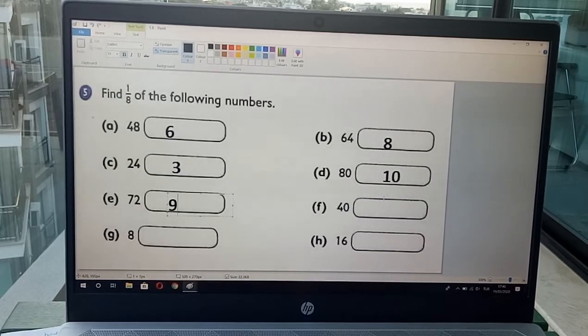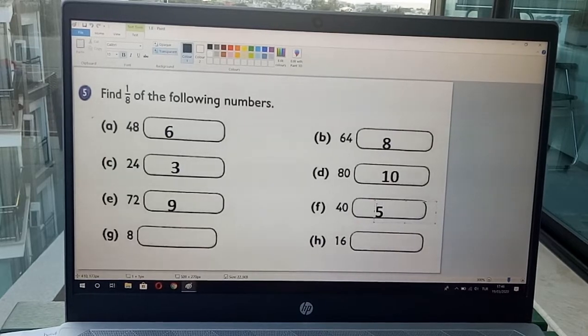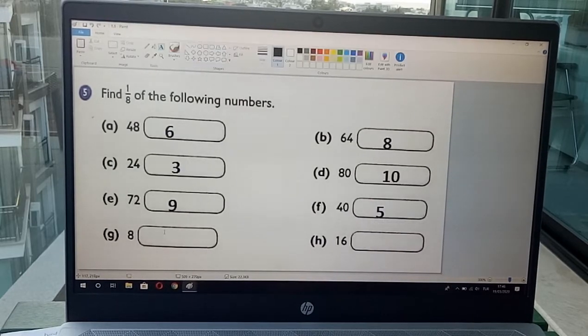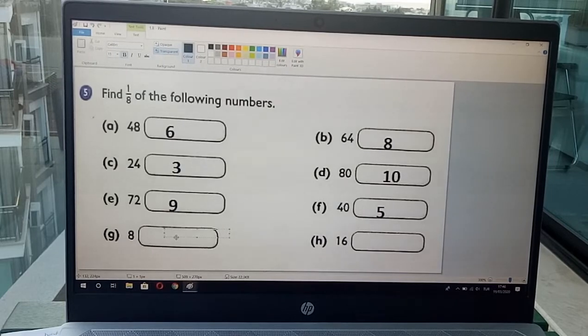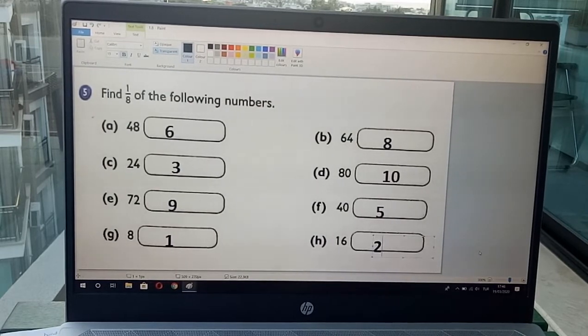Letter F, 1/8 of 40 is 5. Letter G, 1/8 of 8 is 1. And letter H, 1/8 of 16 is 2. Double check your answer, please.